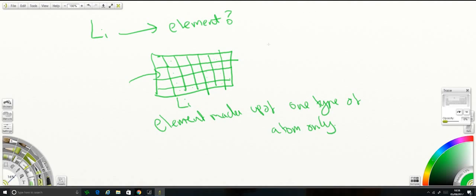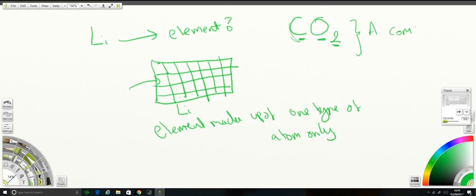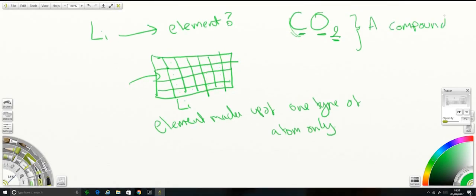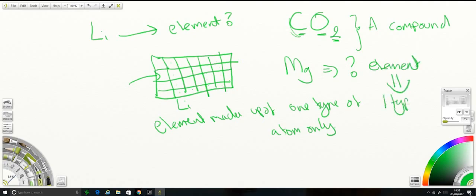Next, you need to know of compound. A compound is when you've got two or more elements joined together. For example, you've got C joined with two oxygens. You haven't got carbon on its own, it's joined with something else, so this is called a compound. Now let's say we've got magnesium on its own. Is this an element or a compound? Well, you know it's an element because there's just one type of atom.